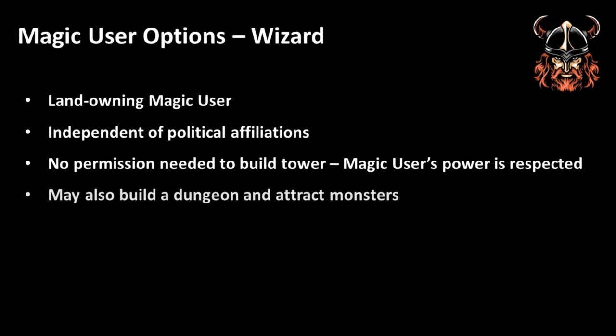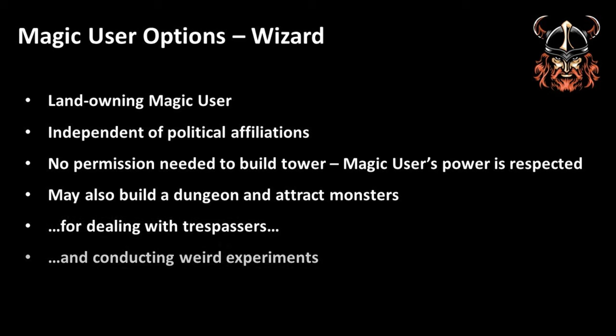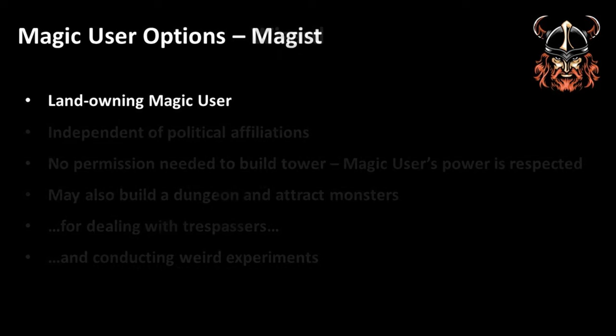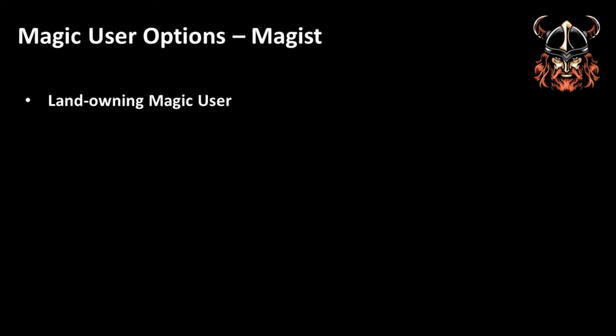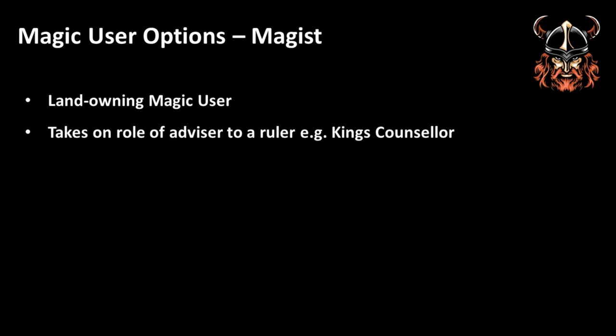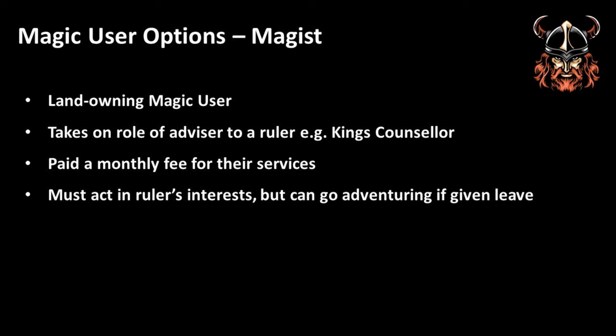In addition, a wizard may build a dungeon that will attract monsters to both keep visitors away and also to experiment on if needed. Sometimes you just need to get your hands on a harpy claw, you know? The magist is also a land-owning magic user, but acts more as an advisor to an existing ruler. For this, they receive significant payment in return. They may not do anything that is against the interest of the ruler they serve, but they may take leave to go adventuring when required.